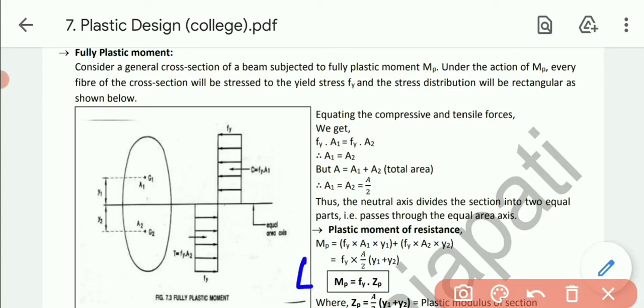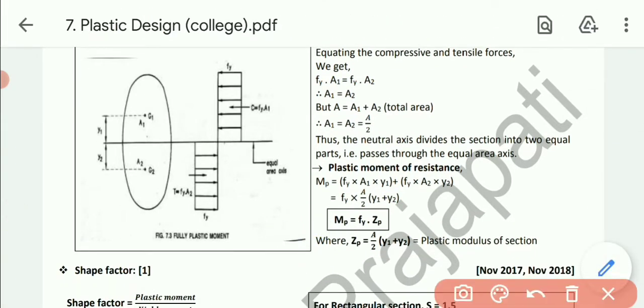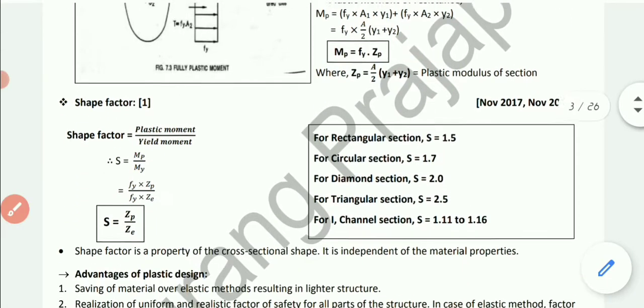So ultimately we will get the formula Mp equals Fy into Zp, where Zp equals A by 2 into the bracket y1 plus y2. This is the expression for the plastic section modulus, Zp. Putting Zp in, we get Mp equal to Zp multiplied with Fy. So that is the plastic moment.